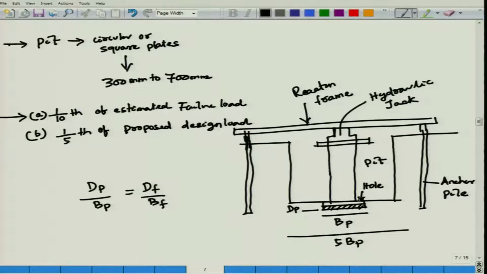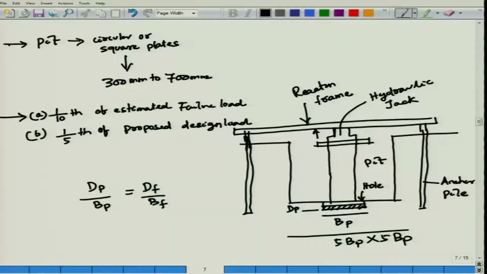Then once you apply this hydraulic jack, what will happen? The hydraulic jack will apply load against your reaction frame. Every action has an equal and opposite reaction. So, because the frame is fixed, it will push your plate. It depends upon how you are going to apply. So, pit size will be 5 times BP by 5 times BP. Suppose you consider only 1/10 of your estimated failure load or 1/5 of your proposed design load, then you find out theoretically what the bearing capacity is.